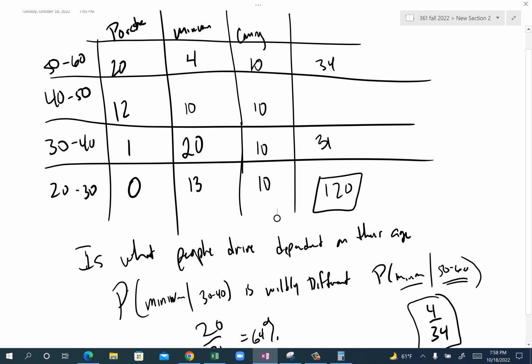Okay. What does that tell me? Well, in that case, it would tell me that what you drive is dependent on gender. And this lady freaked out. I'm like, what are you freaking out about? Oh, I could drive whatever I want to drive.